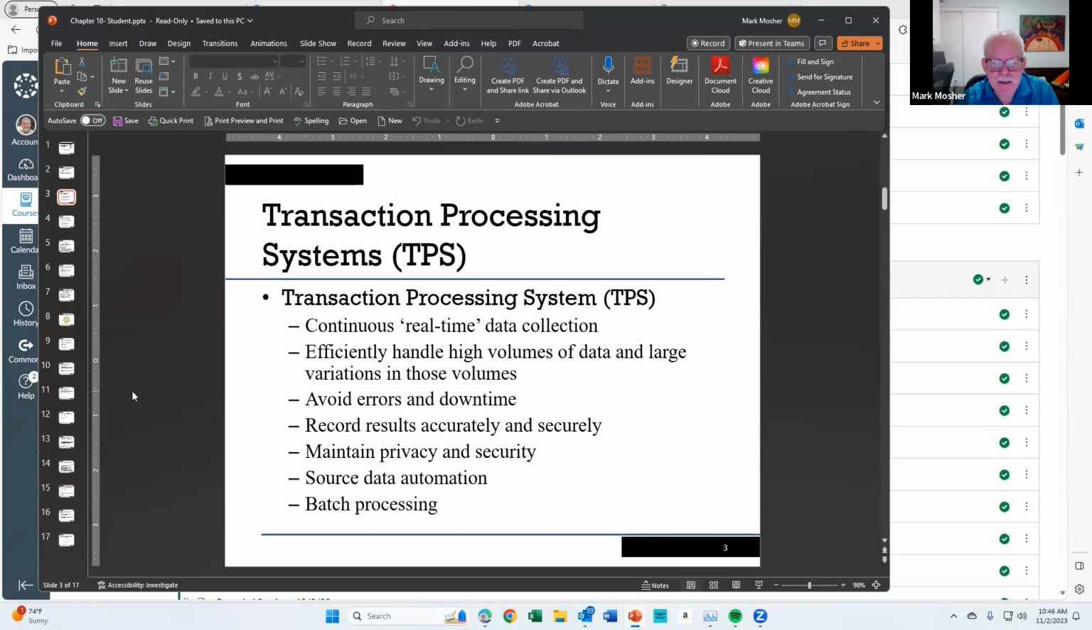Obviously, with them, you can maintain privacy and security. You have a system with all this stuff in there, and so you have a little more secure information about your product or service. All right, let's move on.